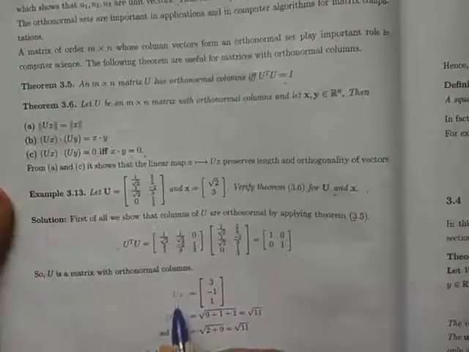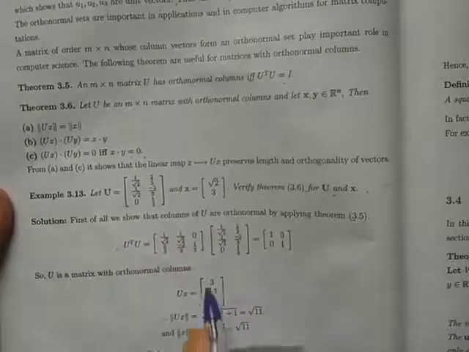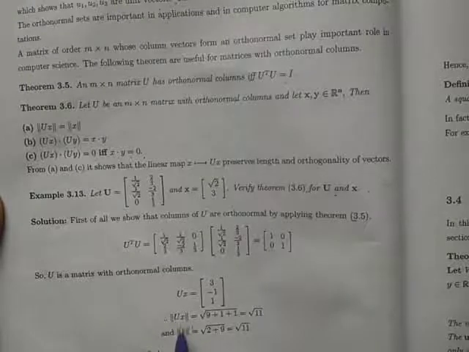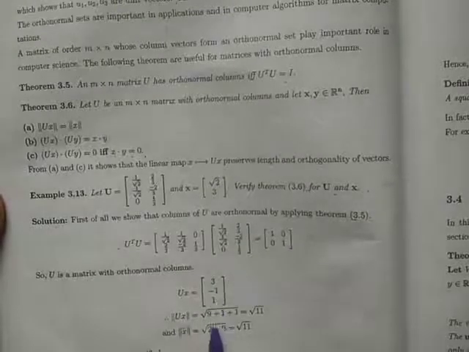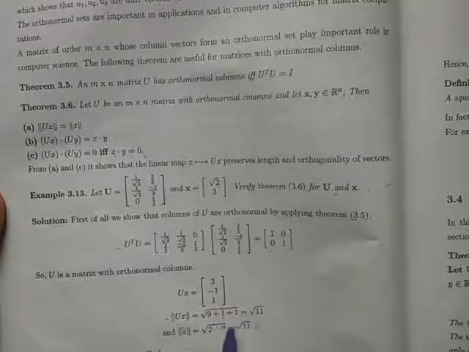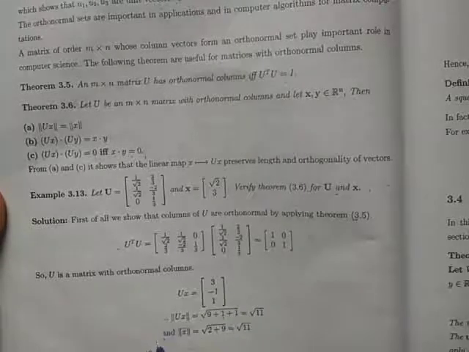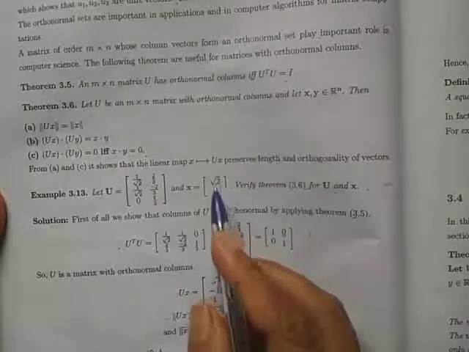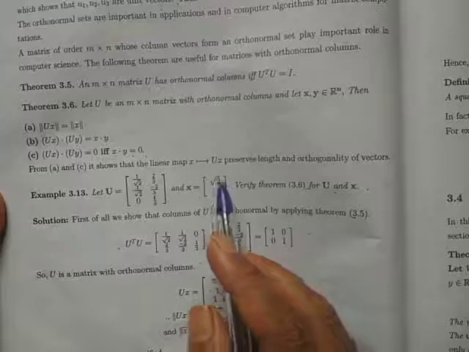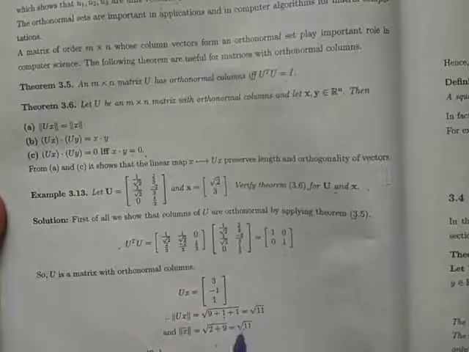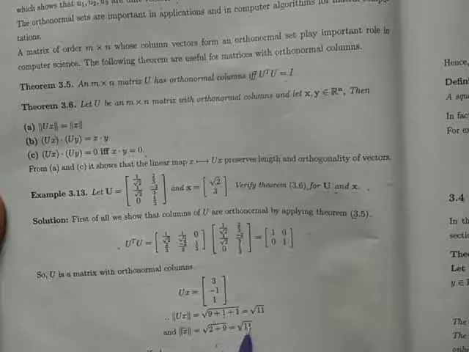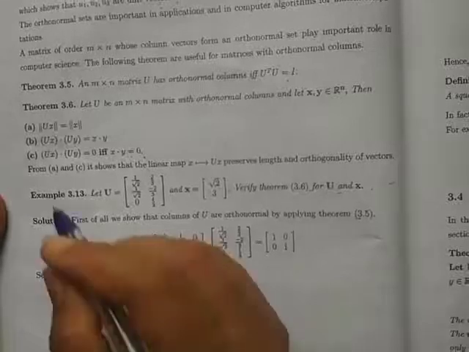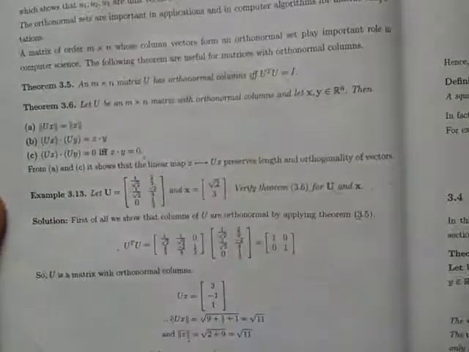Okay. Next is Ux. Ux means take the multiplication of matrix U and x. You will get the vector (3, -1, 1). Now we will calculate the norm of Ux, which equals the square root of 3 squared plus 1 squared plus 1 squared. It equals the square root of 11. Similarly, the norm of x equals the square root of 2 squared plus 3 squared, which equals the square root of 11. So we get norm of Ux equals norm of x. So this part is verified.